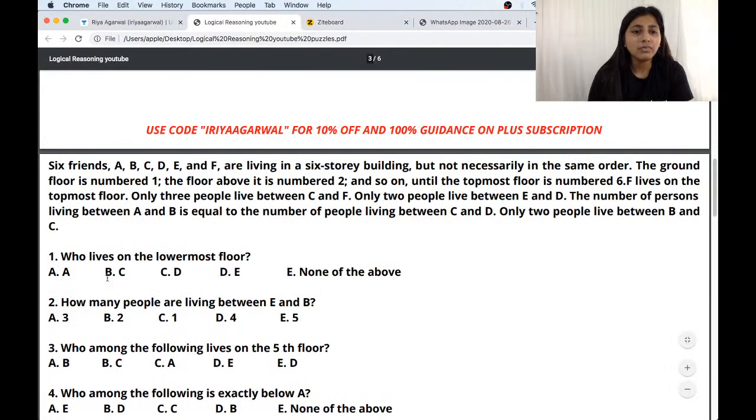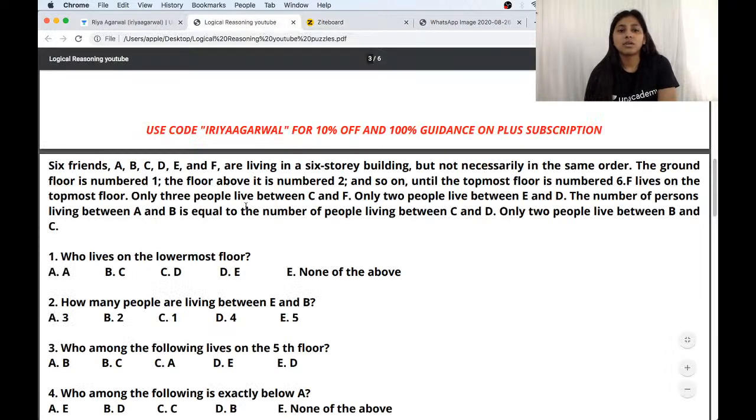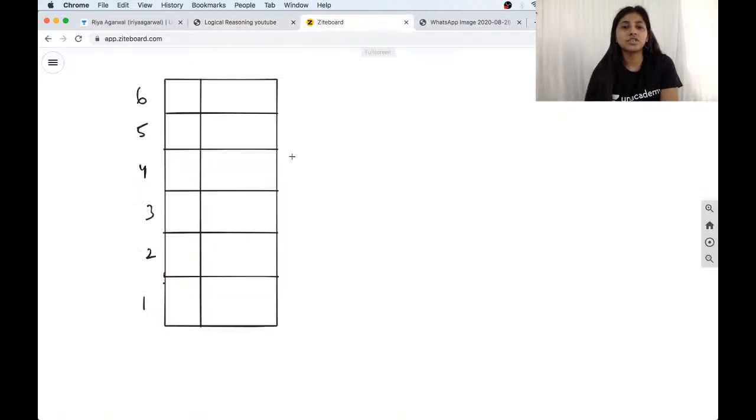Now 6 friends live in a 6-story building. The ground floor is numbered 1 and above that is 2 and so on. Okay, so we'll take it as 1, 2, 3, 4, 5, 6. F lives on the topmost floor, so we have to just place F there. Oh, I should have put this inside. 1, 2, 3, 4, 5, 6. F lives on the topmost floor.